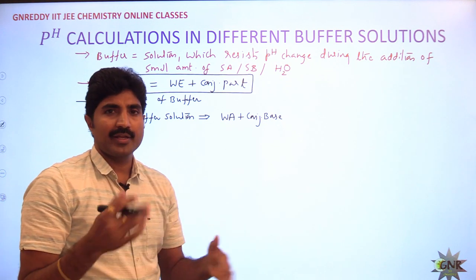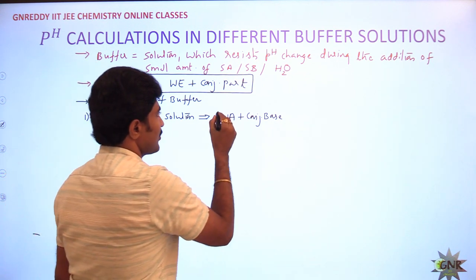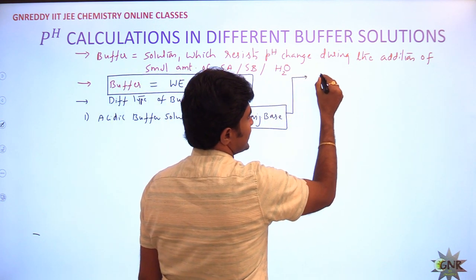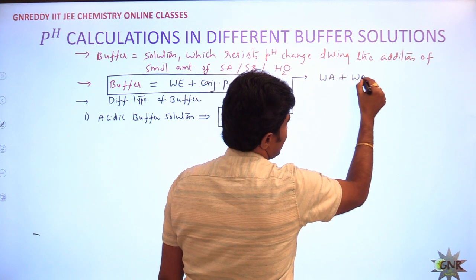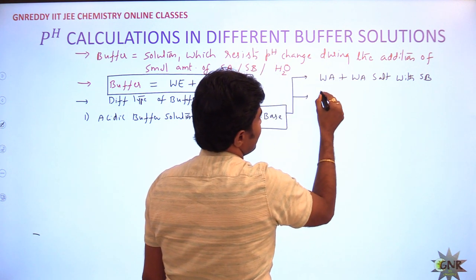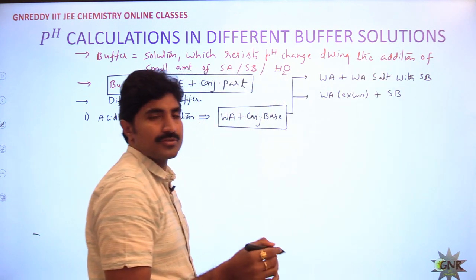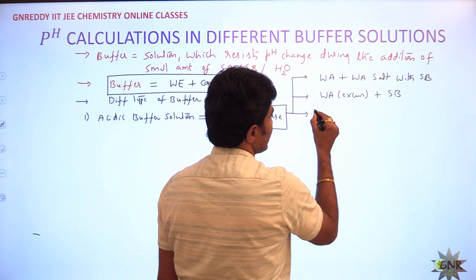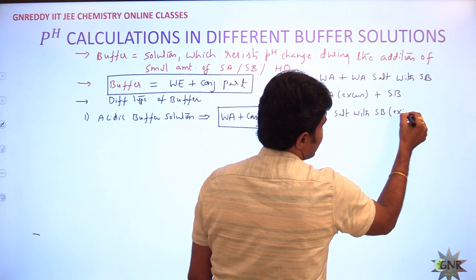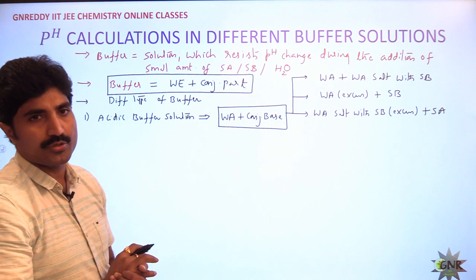Okay, how do you identify this acidic buffer solution in different combinations? This is not only the actual definition; from this you can identify it like this. This is weak acid plus weak acid salt with a strong base. The second one is weak acid in excess plus strong base. Even this combination also gives acidic buffer solution. And the third one, weak acid salt with a strong base in excess plus strong acid. Even this combination also gives this type of acidic buffer solution.